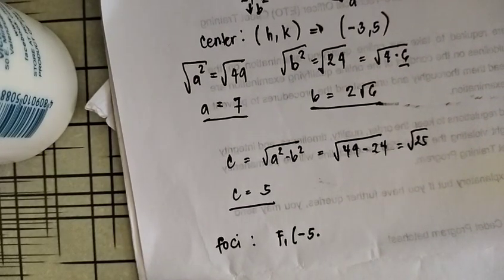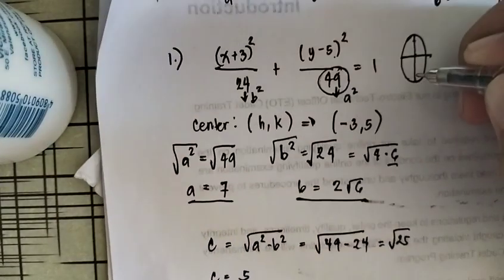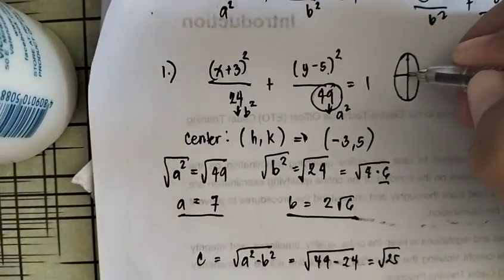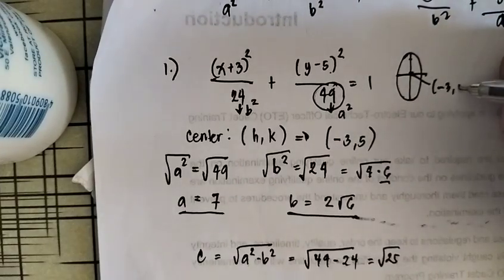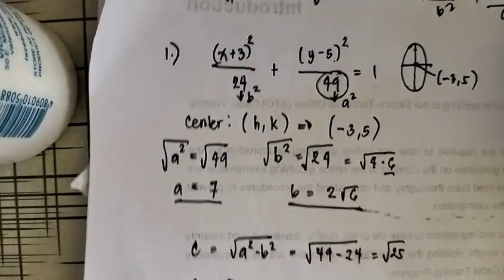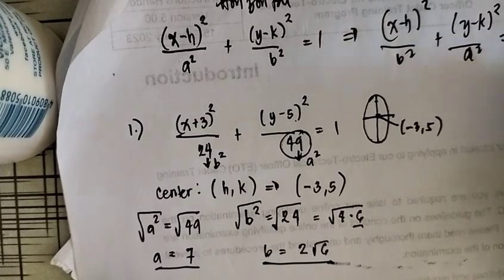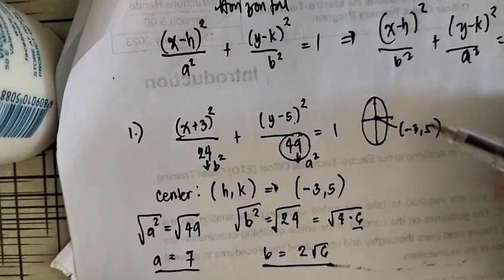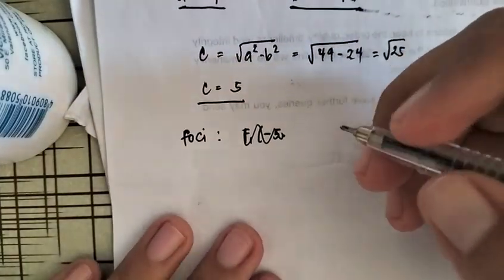So, the value that moves is along the y-axis. The center is C, negative 3, 5. Since it is vertical, what changes is the y-axis. So, what is it?